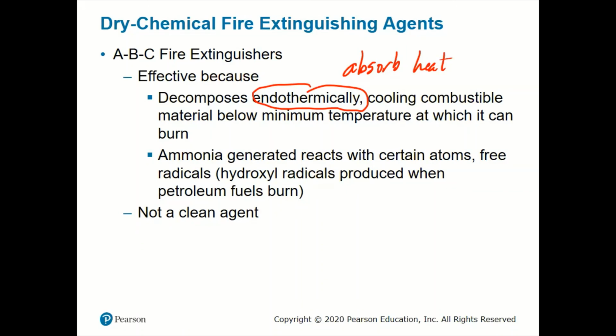As with all dry chemical agents, they leave a mess. They're not clean agents. They're not going to leave behind no residue. The carbon dioxide, what we saw for BC fires, doesn't leave behind much of a residue. But the dry chemical agents, they certainly will.